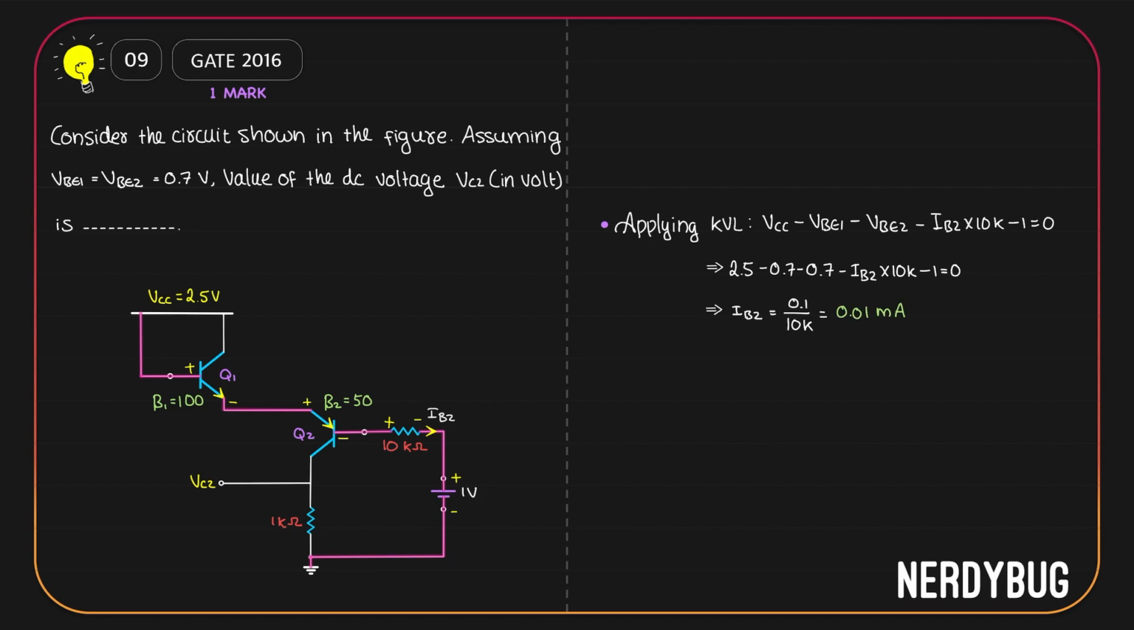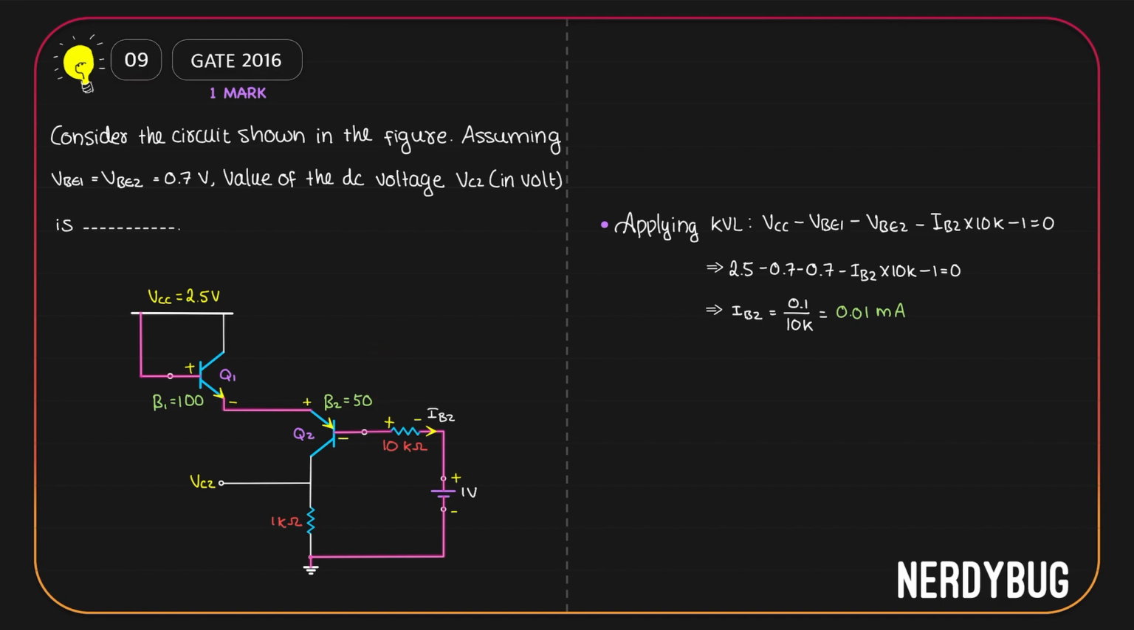The question is to find out the value of VC2, which is the potential taken over here. VC2 is the potential drop across the 1 kilo ohm resistor. But the 1 kilo ohm resistor is actually at the collector of this PNP transistor. So the current flowing through the 1 kilo ohm resistor will be its collector current, IC2. If I know IC2, then VC2 will be IC2 multiplied by 1 kilo ohm. But I don't know IC2. So I found IB2, because IC2 will be beta times IB2. And beta is given in the question.